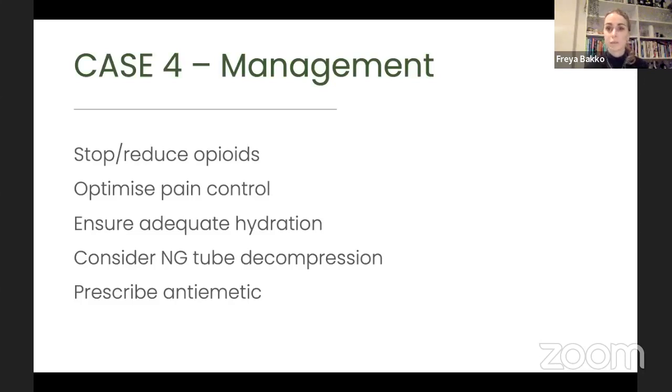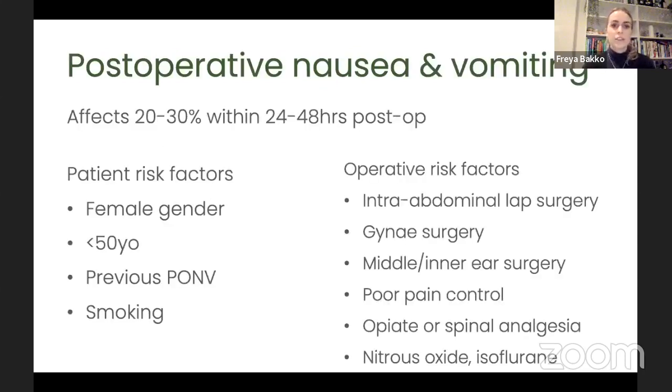If she's vomiting profusely or she can't keep anything down, including fluids, you might consider NG tube decompression for the time being until her nausea is controlled. Then you want to start prescribing an antiemetic. This is when you've excluded any other causes of post-operative nausea.